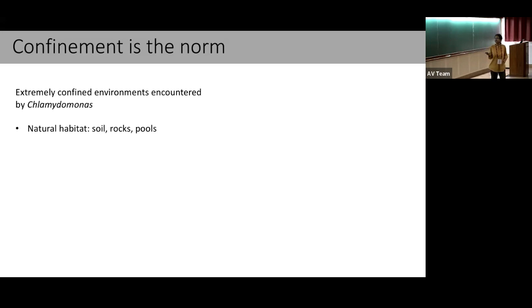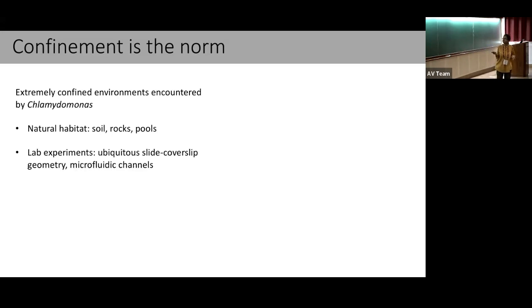Now, why should we really think about confined geometries? The reason is that even though we grow this organism in the lab in big liquid cultures, and it's a very easy organism to work with, you can grow it in millions, and a large collection of mutants is available commercially, confinement is important because this organism naturally encounters extremely confined environments. One of its habitats is soil, rocks, and pools.